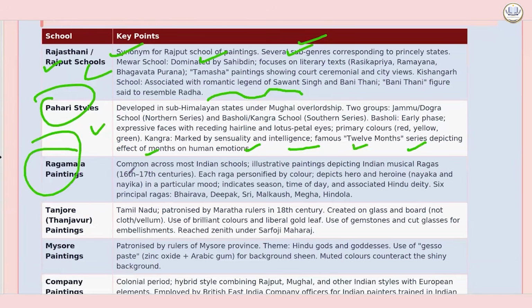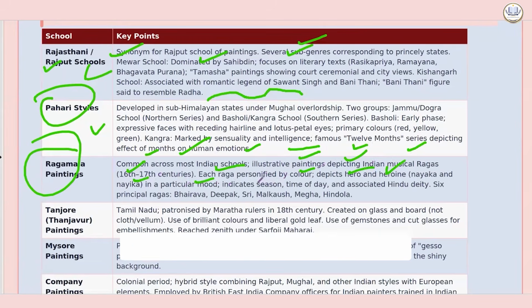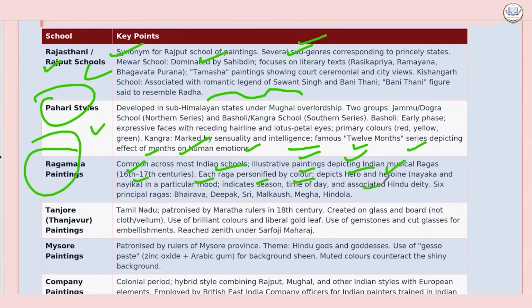Then we have Ragmala paintings, common across most Indian schools. Illustrative paintings depicting Indian musical ragas of the 16th to 17th century. Each raga is personified by color and depicts the hero and heroine, Nayak and Nayika, in a particular mood. It indicates season, time of day, and the associated Hindu deity. The 6 principal ragas are Bhairava, Raga Deepak, Raga Sri, Raga Malkauns, Raga Megh, and Raga Hindola.